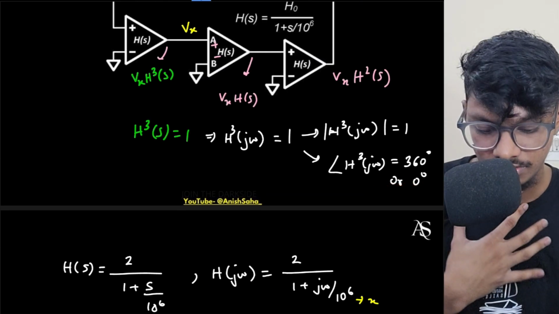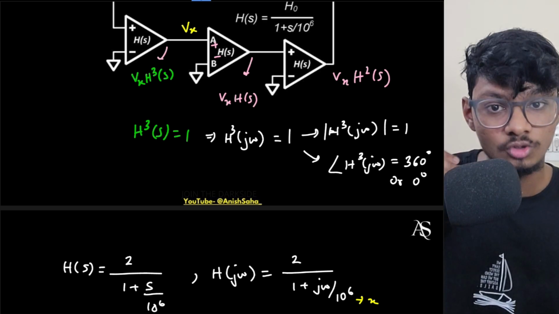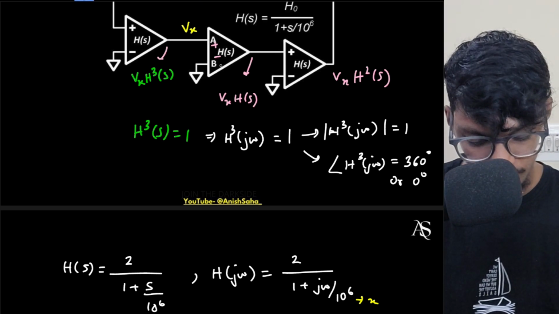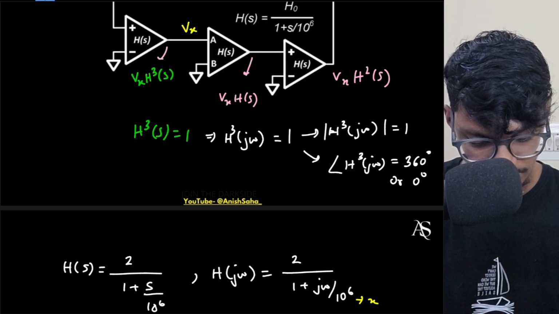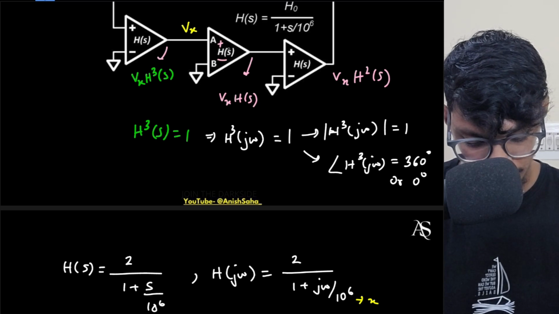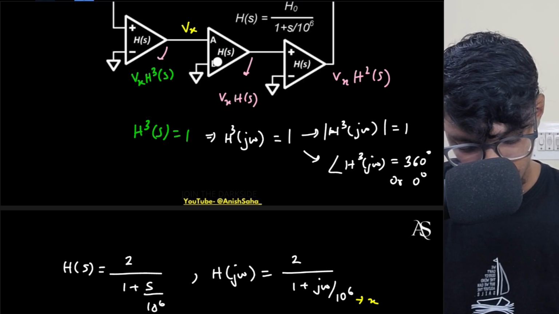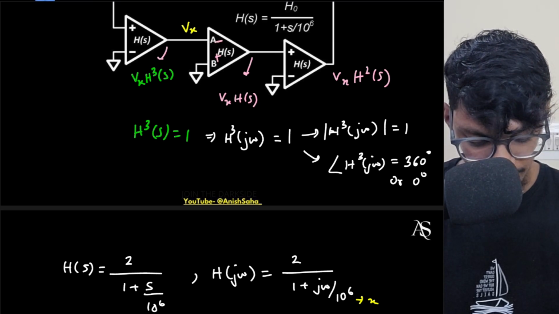So my initial assumption was wrong. So let me assume again. So now what will I assume? I will assume the opposite. This will be minus, and this will not be this one. This will be minus and this will be plus.